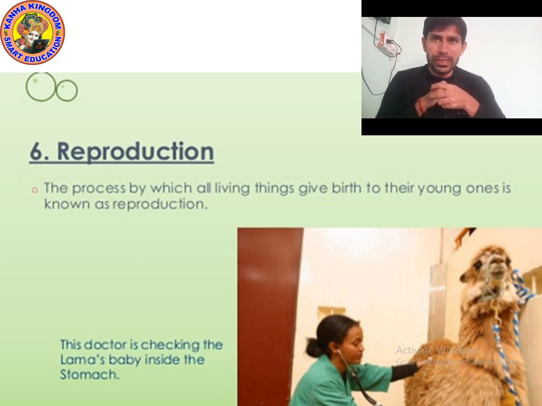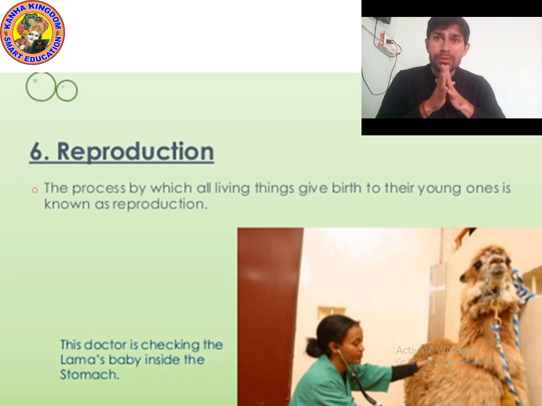Yes, we know that plants reproduce through seeds. Seed is found in mango, plum, and many fruits. And with the help of a seed, a new plant is grown.